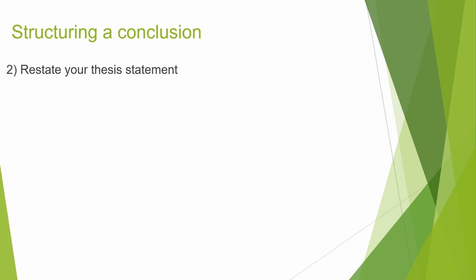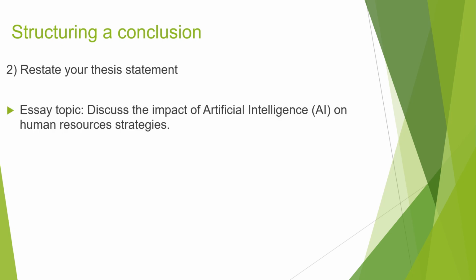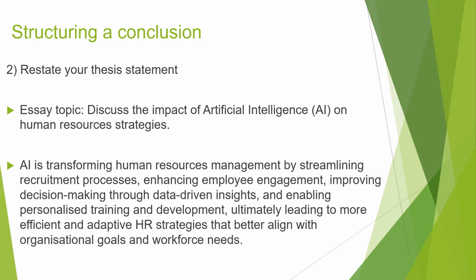The second step in your conclusion is to restate your thesis statement. You introduced the thesis statement in your introduction, which stated your main argument. Here, we remind the readers what that main argument was and why we wrote that essay. Let's look at our example again, the essay topic. So this could be my thesis statement, which has been repeated here in my conclusion.